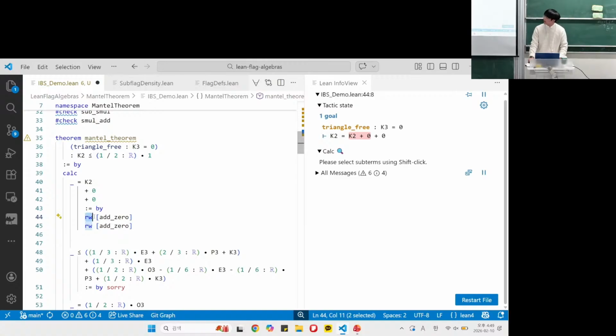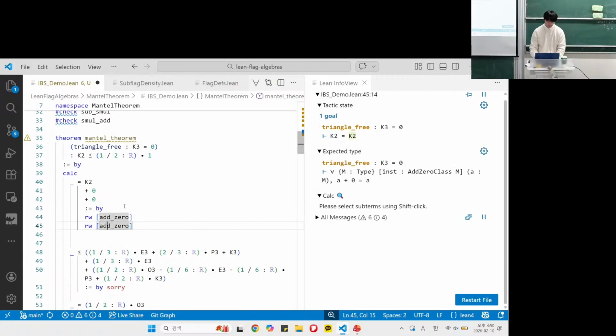A command like this rw, which allows us to transform the current goal or reduce it to a simpler one using previously proven facts, is called a tactic. And Lean also provides tactics that automate simple reasoning steps, for example one called simp.